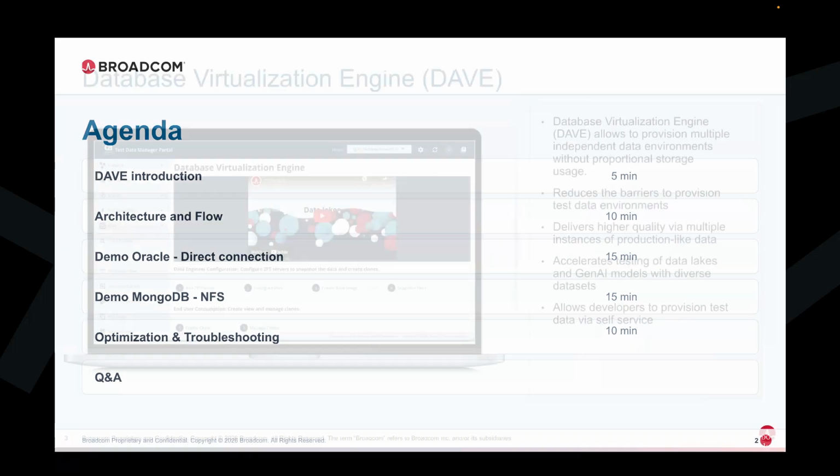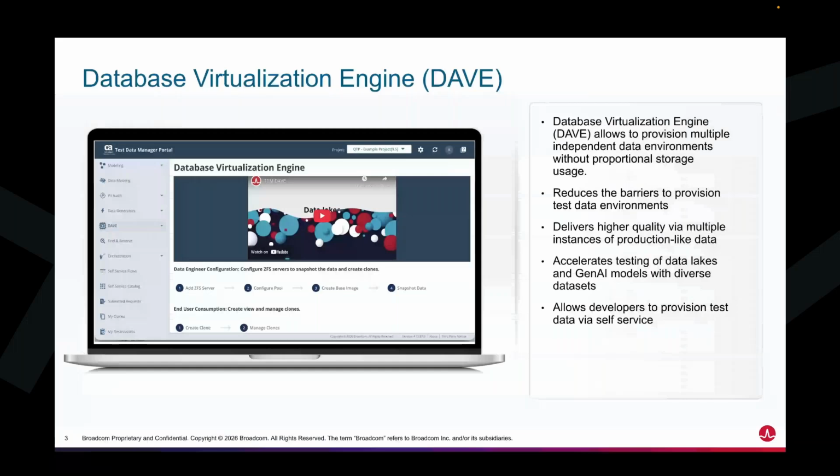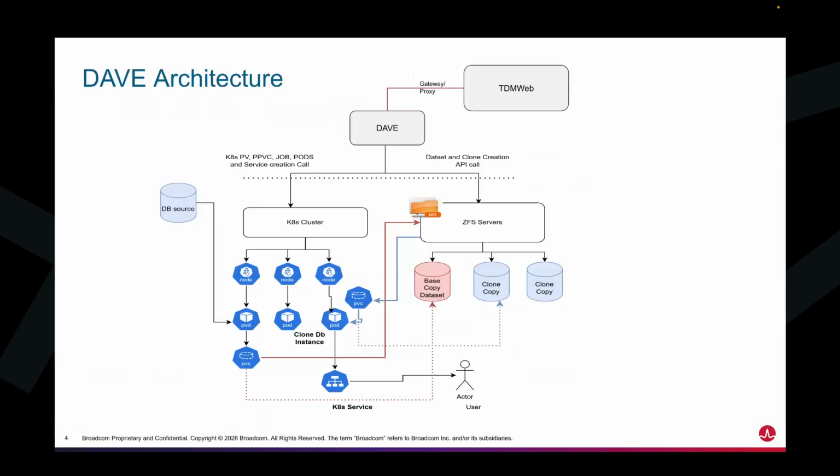So let me go to the next page now. This is the architecture of Dave. Dave is currently inside the TDM web, the Test Data Manager page, and Dave can be accessed through the Test Data Manager through the proxy and the gateway. So Dave is not exposed directly to the external world. It will communicate by that route only.